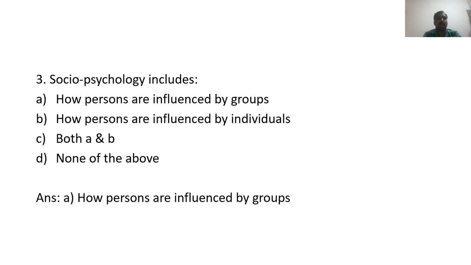Socio-psychology. Socio-psychology means a combination of sociology as well as psychology. Sociology means the study of groups. Psychology means the thinking or thought process of the consumer. So, how persons are influenced by groups, how persons are influenced by individuals, both A and B, none of the above. Socio-psychology is purely how persons are influenced by groups.